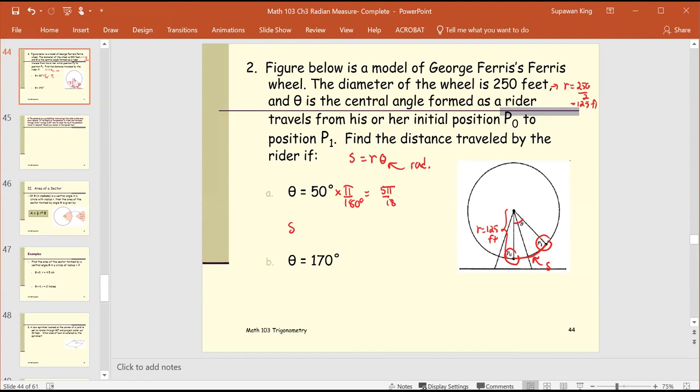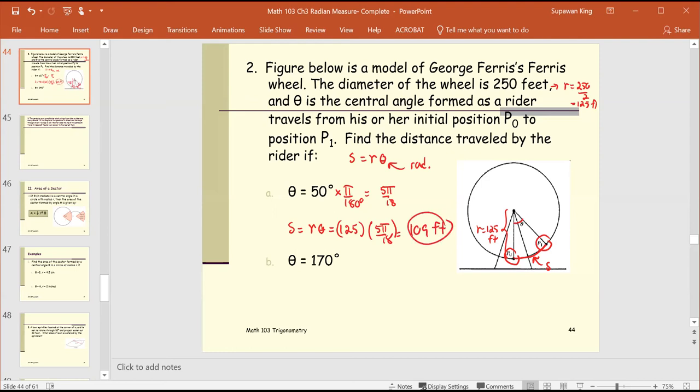So s, the distance traveled by the rider, would be s equals r times theta, and r, which is the radius, is 125. Theta is 5 pi over 18. Put in the calculator, that will give us about 109 feet.